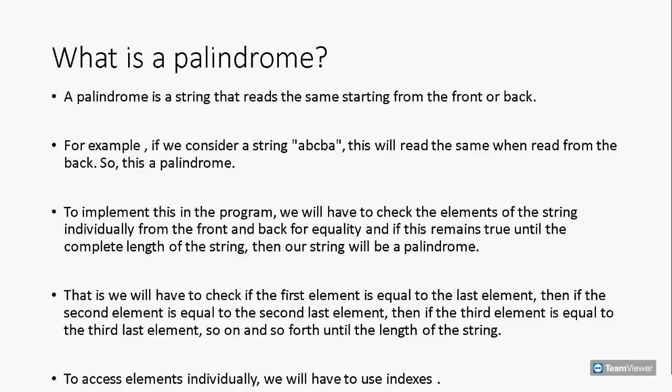To implement this as a program, we will have to check the elements of the string individually from the front and the back for equality. And if this remains true until the complete length of the string, then our string will be a palindrome. That is, we will have to check if the first element is equal to the last element. Then, if the second element is equal to the second last element. Then, if the third element is equal to the third last element. So on and so forth until the length of the string. To access elements individually, we will have to use indexes. Let's look at the program now.